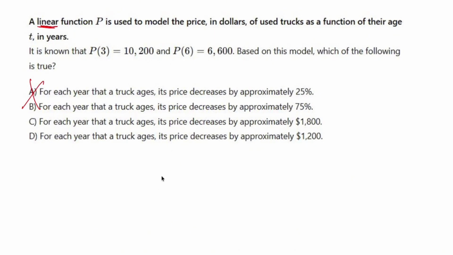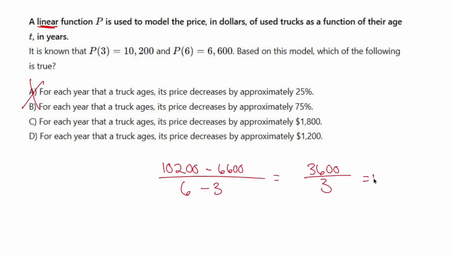Well, let's do this. If it starts at year 3 at 10,200, and now it's 6,600, right? And that was from year 3 to year 6, so we'll do 6 minus 3. We could kind of use the average rate of change to see what this is going to be. So 10,200 minus 6,600 is going to be 3,600. All that divided by 3 is going to be $1,200. So what you're seeing is this goes down by $1,200 every year from year 3 to year 6.